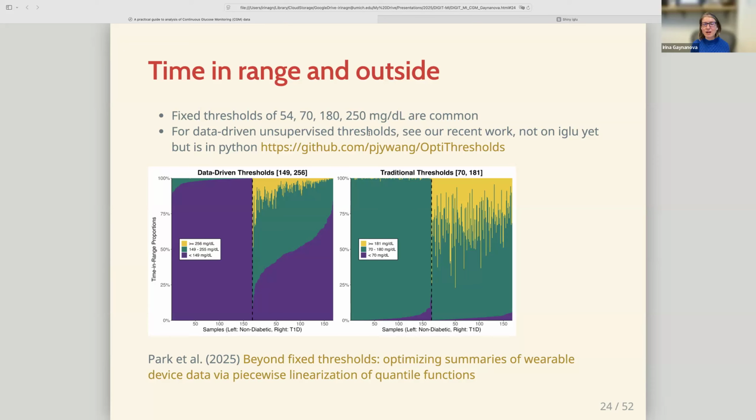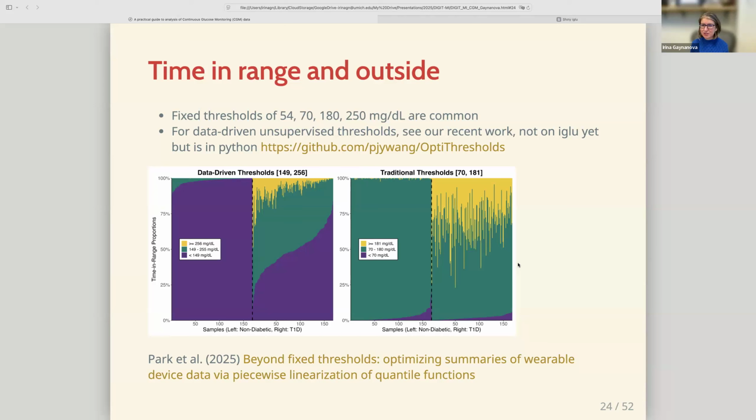So basically, if you have a specific population that you're interested in and you have CGM data for that population, we can help you determine what thresholds may be optimal for that particular data set. Maybe it's not the fixed one. This functionality is not yet in iglu, but we do have a public open code over here, and we have a corresponding preprint. What I'm showing you here are graphs representing, on the left, people without diabetes, and on the right, people with type 1 diabetes.